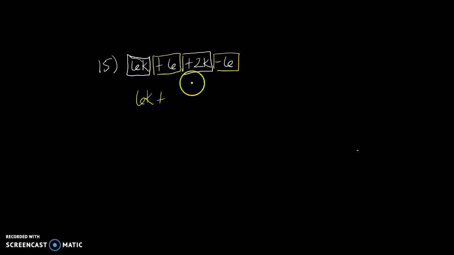So I'm going to match up my terms that go together. So 6k plus 2k plus 6 minus 6. So we'll add these. 6k plus 2k is 8k. And then I have plus 6 minus 6. So I'm just going to end up with 0 there. So I'm actually not going to write anything. 8k is my answer. And that, my friends, is more simplifying expressions.